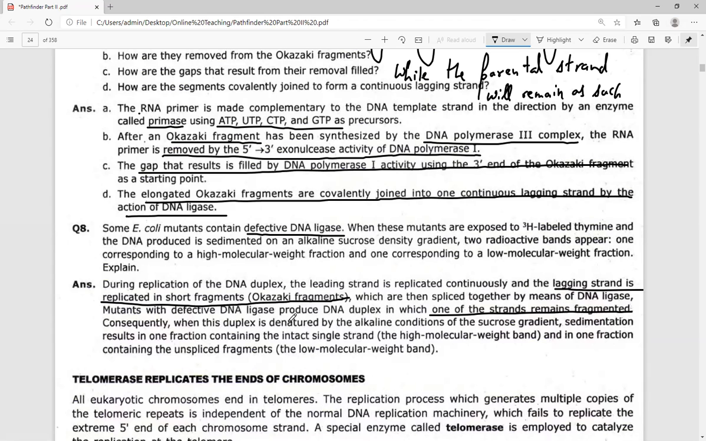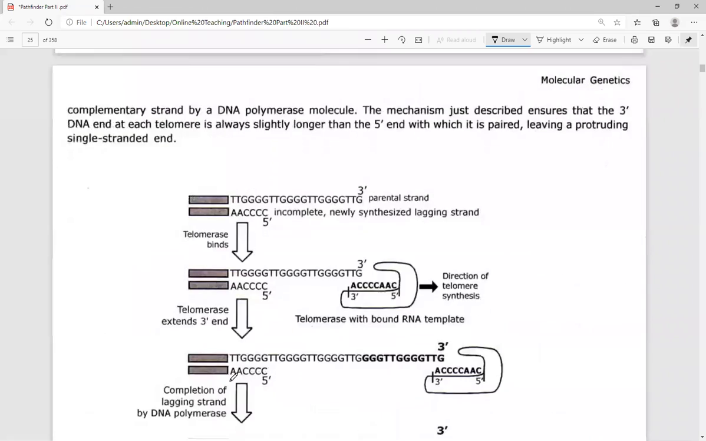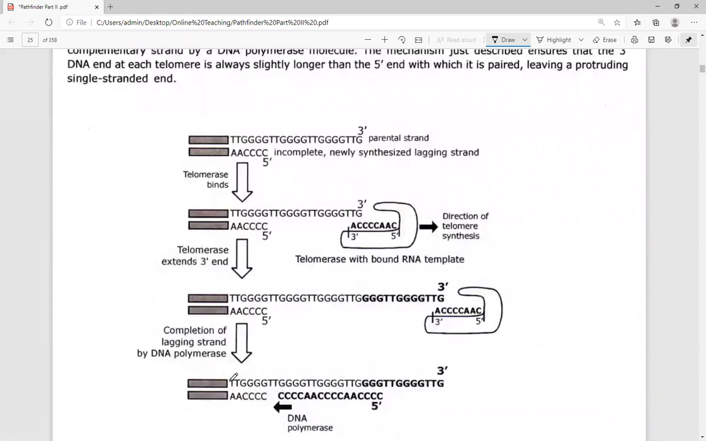Consequently, when this duplex is denatured by alkaline conditions, sedimentation results in one fraction containing the intact strand and one fraction containing the unspliced fragments. Now, the next topic is telomerase replication and how telomerase acts toward the end of the DNA molecule to complete the process of DNA replication.